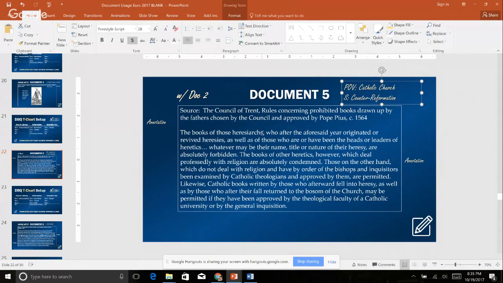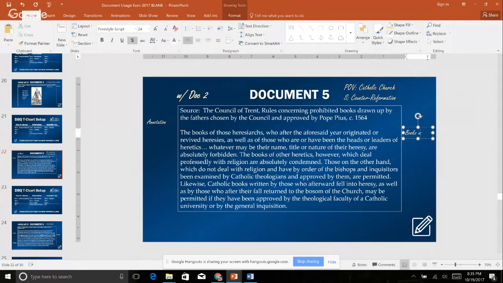So the books of these heresiarchs, who after the aforesaid year originated or revived heresies, as well as of those who are or have been the heads or leaders of heretics, whatever may be their name, title, or nature of their heresy, are absolutely forbidden. The books of other heretics, so basically, books written by heretics, are forbidden.